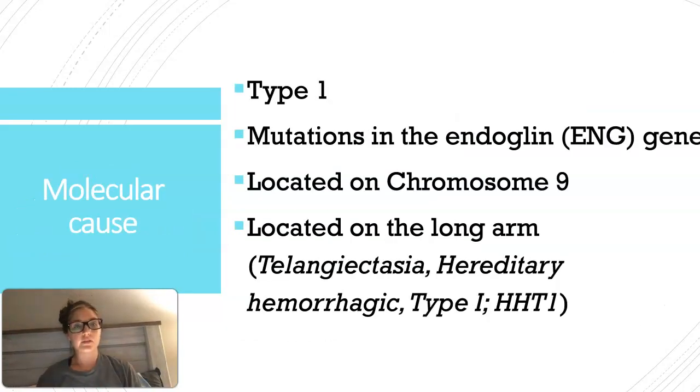Okay, so for the molecular cause, there are different types of HHT, but those types are affected by different genes. In this case, it is affected by mutations of the endoglin, or ENG, gene. This one is located on the long arm of chromosome 9.